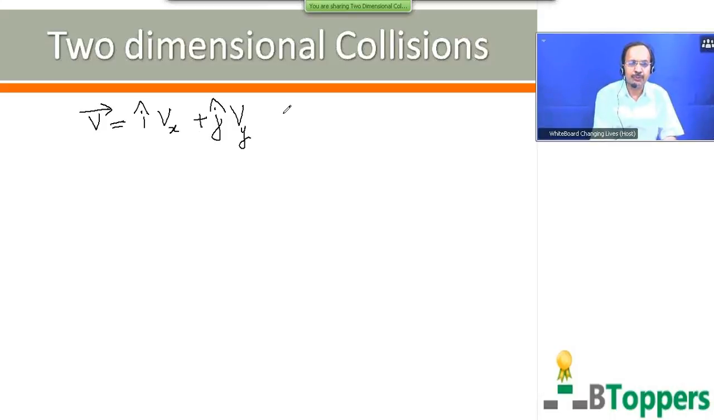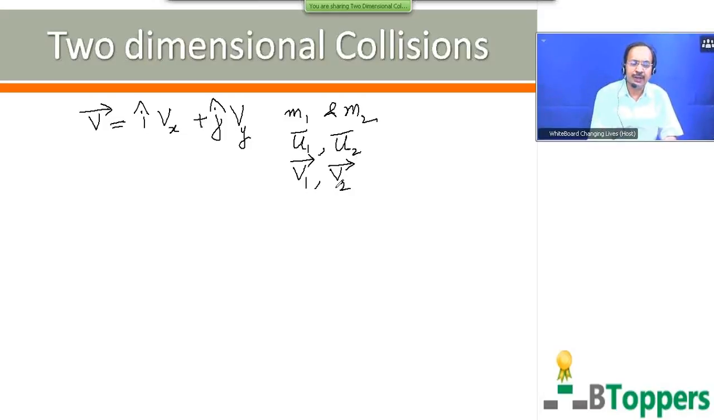So let us consider two bodies with masses m1 and m2. That means m1 and m2 are the masses of the two colliding bodies. In vector form, the velocities of m1 and m2 just before collision we denote by u1 bar and u2 bar. And the velocities of the two colliding masses immediately after collision, I denote them by v1 bar and v2 bar.